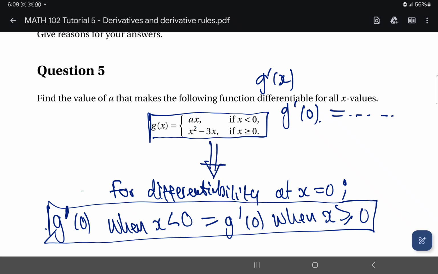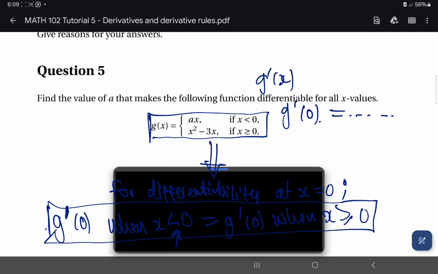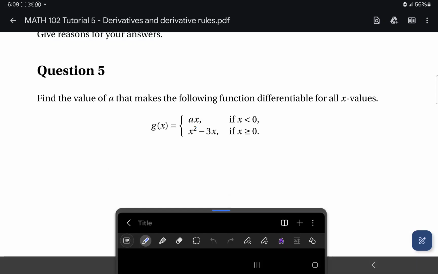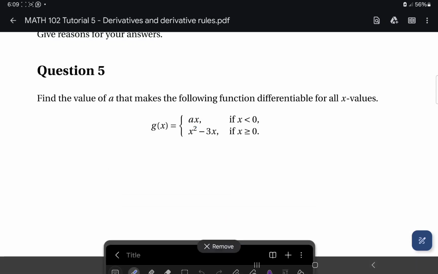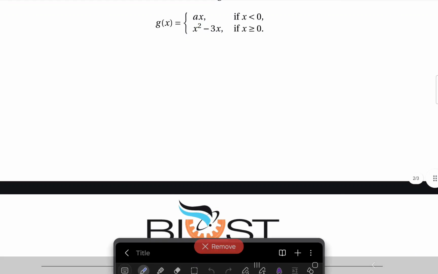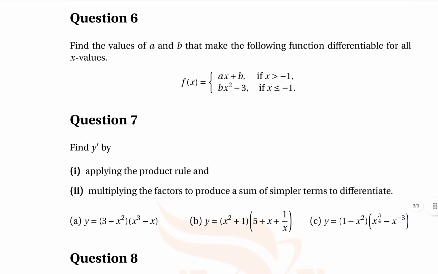And remember, to get g prime of 0, you need to choose the right one. If x is greater than 0, then you choose the right g of x, and so on. That's what you must do. Remember to do that. Now I'm going to go to the one below and show you something. Sorry for this. I'm going to go to this one.